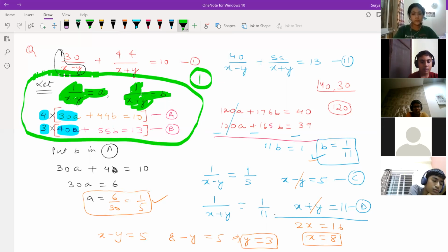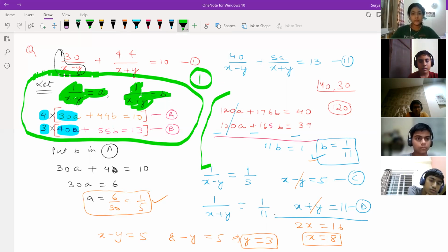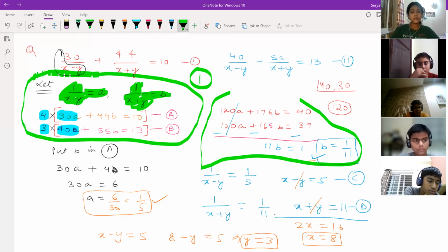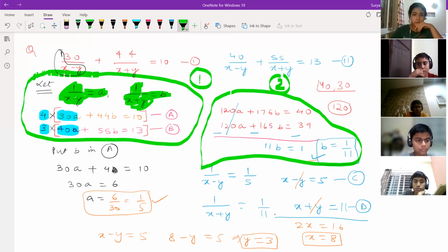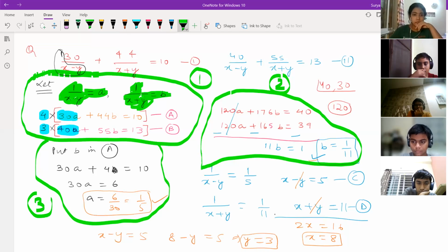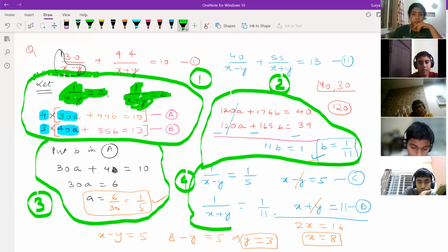This is the first part. This is your second part. This is third part. This is your fourth part. So which part you are feeling difficulty? Tell me now, Deepshikha. So the first part. Okay. The first part means, see, 1 by X minus Y is equal to, we have let A, right? And 1 by X plus Y is equal to B. This part is clear to you?